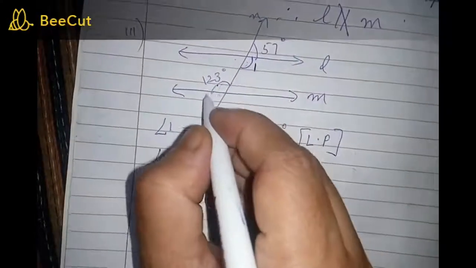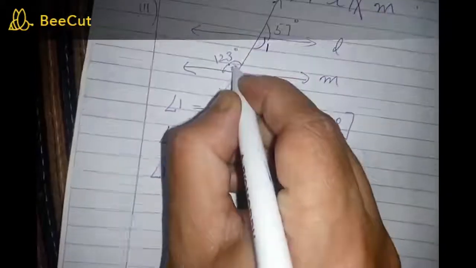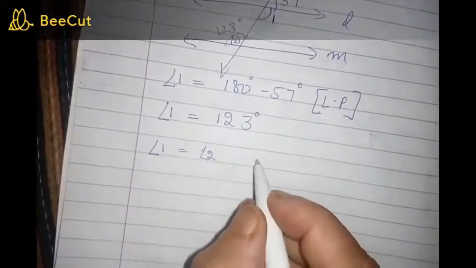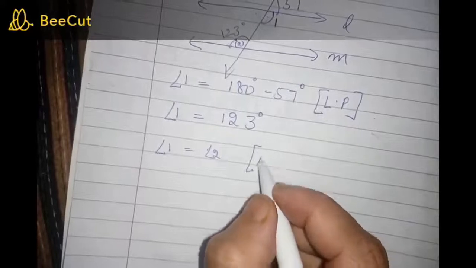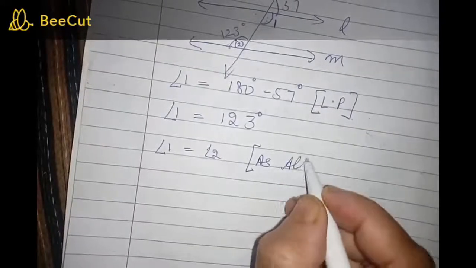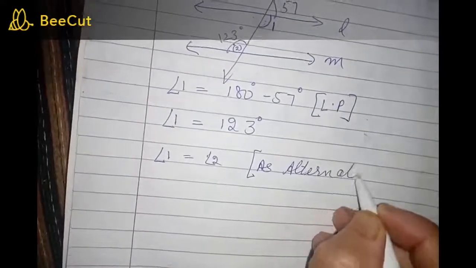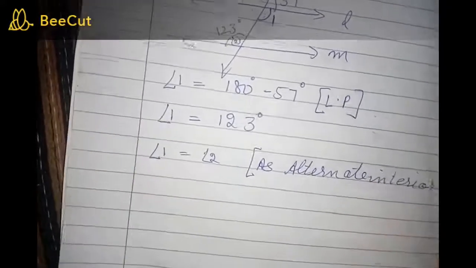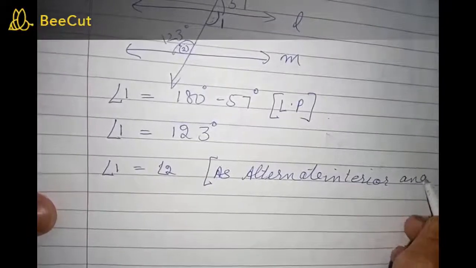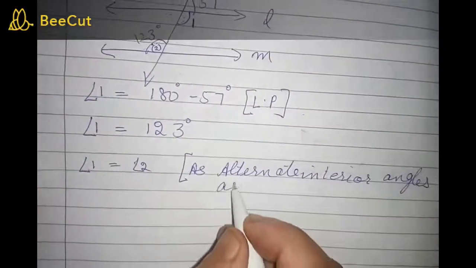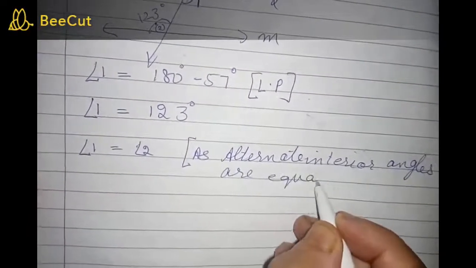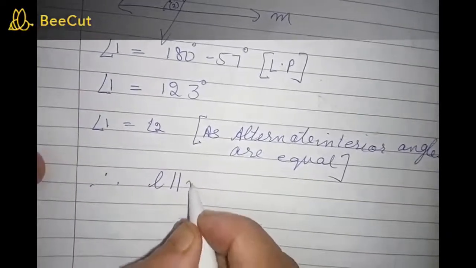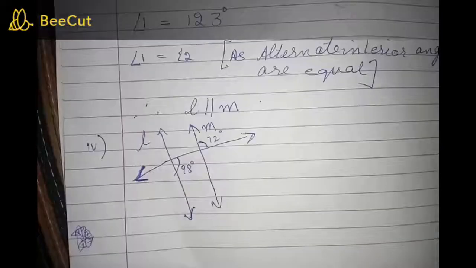Now angle 1 is equal to this angle. I am giving it the name 2. Angle 1 and 2 are equal as alternate interior angles are equal. Therefore, L is parallel to M.